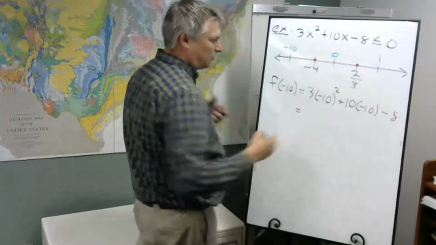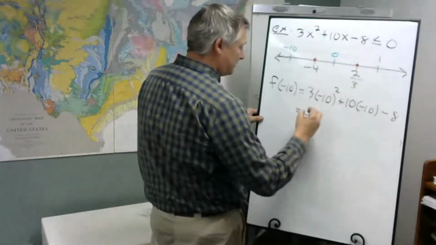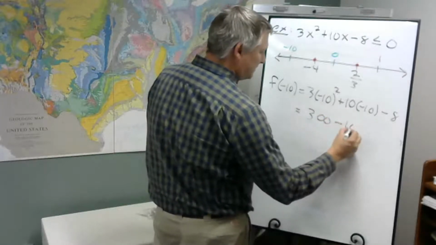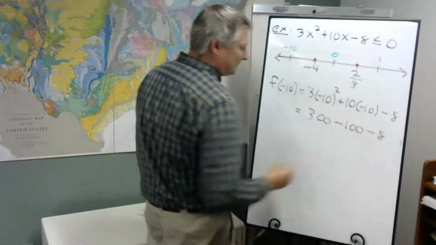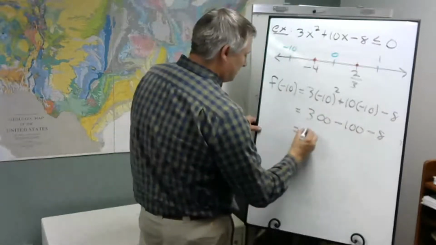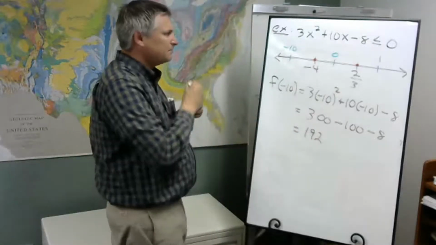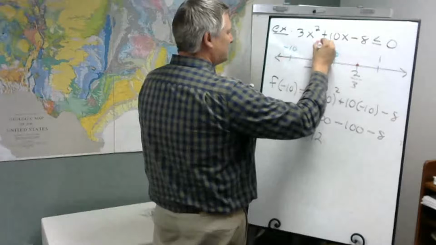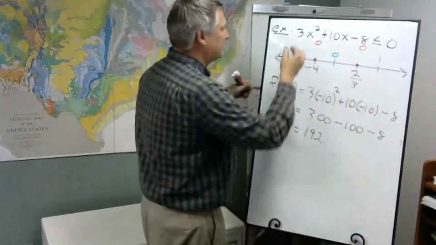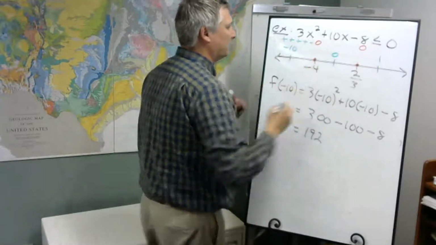So we'll get, well, you square negative 10, the negative goes away, it becomes positive. So this will be 100 times 3, 300, positive times negative, negative 100, so 200, 200 minus 8, 192, and that's positive. So keeping track of positives and negatives, here's zeros, and here we have positive.